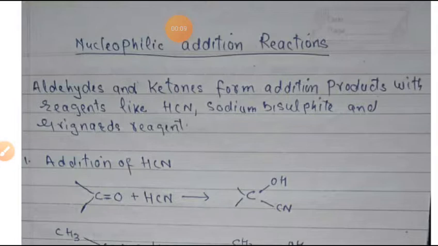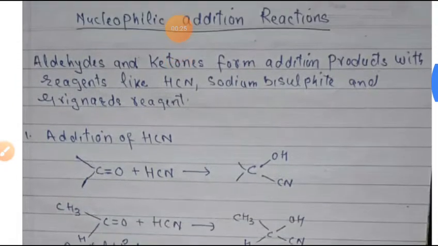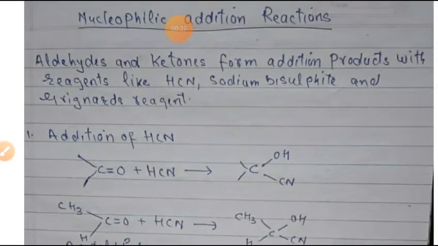Yesterday we had discussed how the carbonyl group of the aldehydes and ketones undergoes nucleophilic addition instead of electrophilic addition reaction. The nucleophilic addition reaction takes place because of the structure of this carbonyl group: the nucleophile attacks on this carbonyl group, as a result of which addition products are formed.